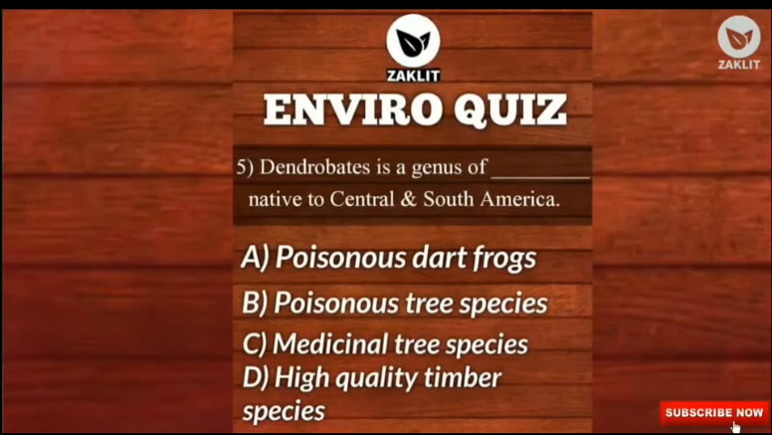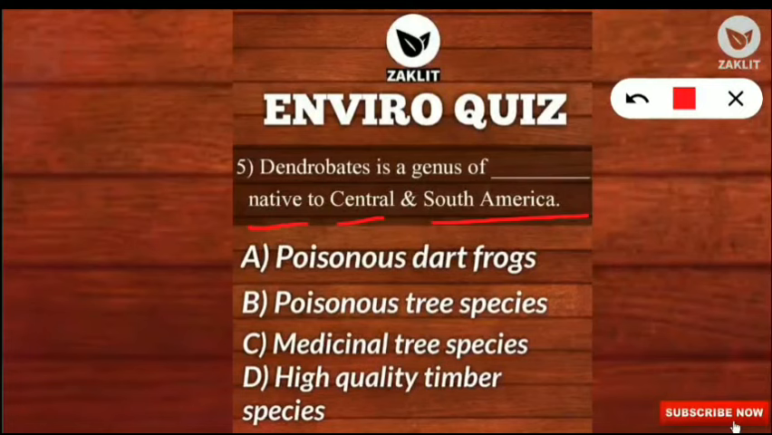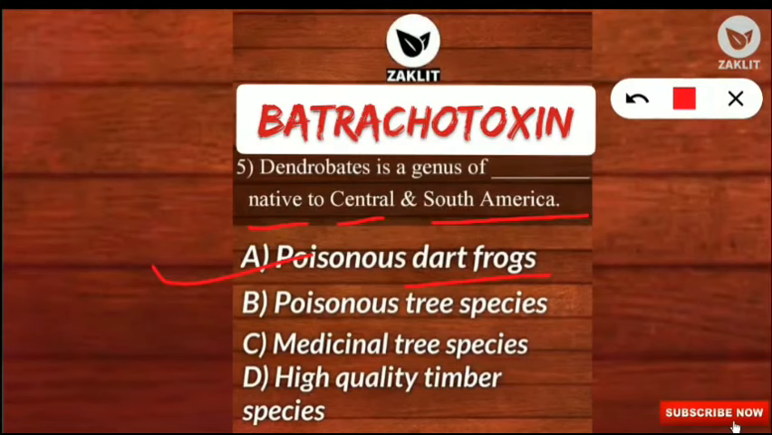So the fifth question is on your screen. The question is, Dendrobates is a genus of dash which are native to Central and South America. Here all of you have given the correct option. That means Dendrobates are the genus for poisonous dart frogs. Yes, these frogs are commonly called poison dart frogs, and what toxin do they have? They produce batrachotoxin. This is very poisonous, found in Central and South America. The toxin name you should remember: batrachotoxin.